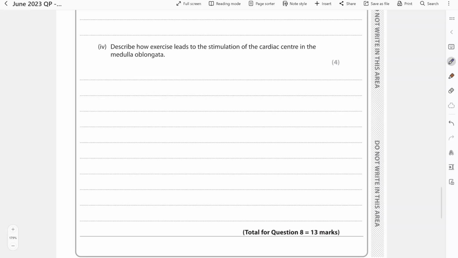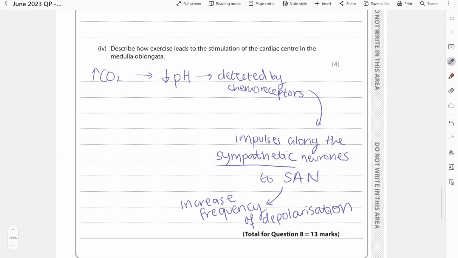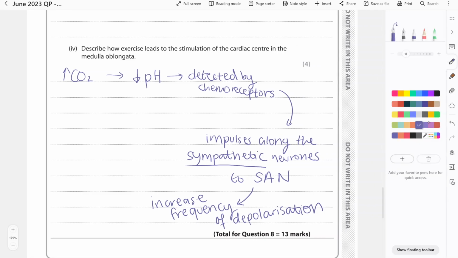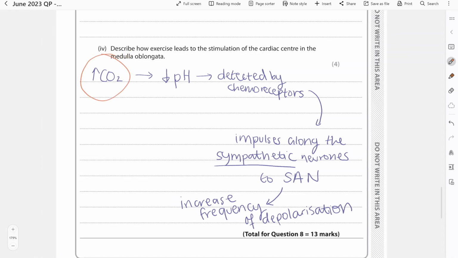Describe how exercise leads to the stimulation of the cardiac center in the medulla oblongata. So I've written a summary here to show you what happens when we exercise. When we exercise, we have an increased level of CO2 in our body because we are undergoing more respiration. The CO2 dissolves in our blood to form carbonic acid, and that decreases our blood pH.